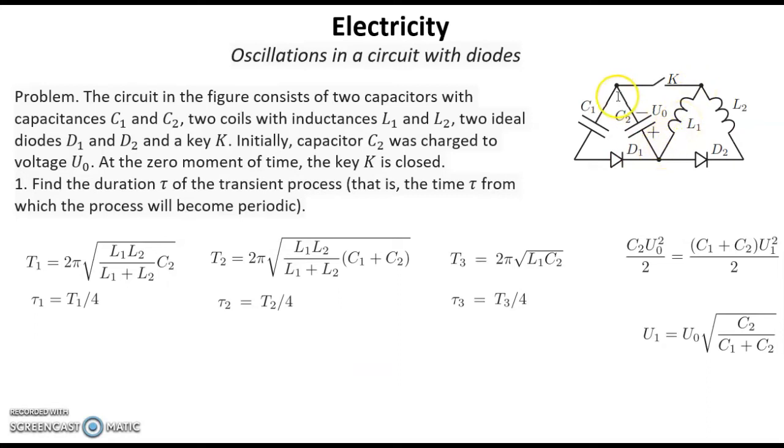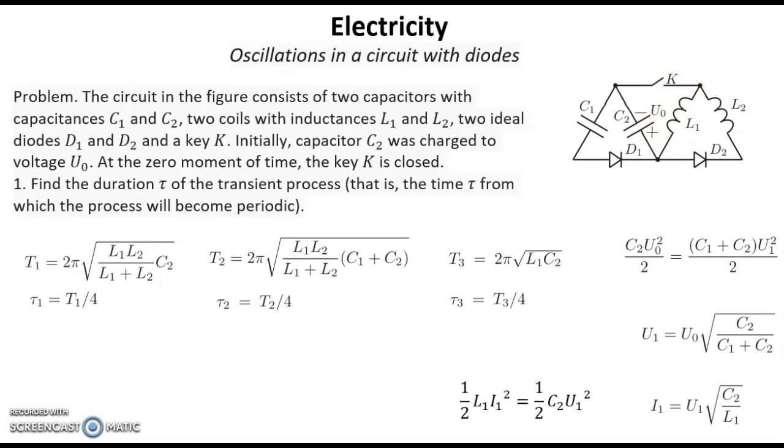We can use energy conservation, because the whole energy from this capacitor goes to the energy of this coil. That will be this one. And now from this formula we can calculate the current I1. That will be this one. So now let's investigate what happens during the next process.